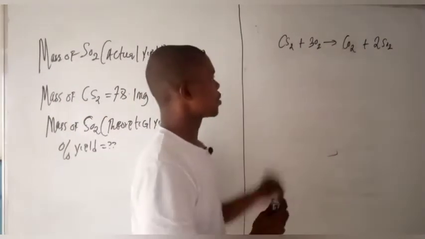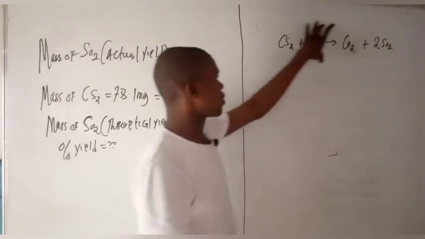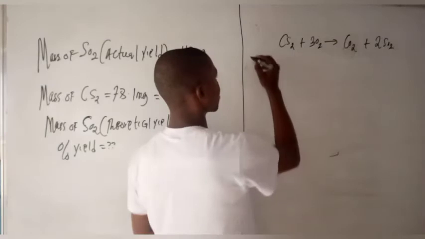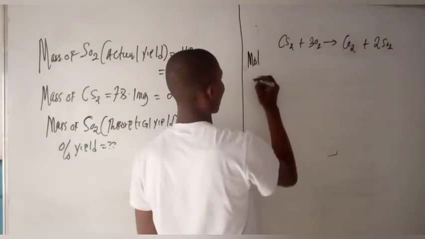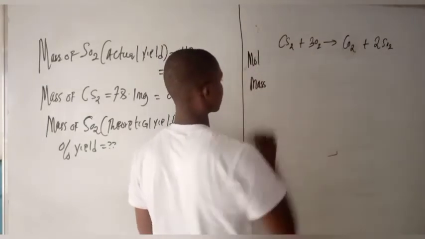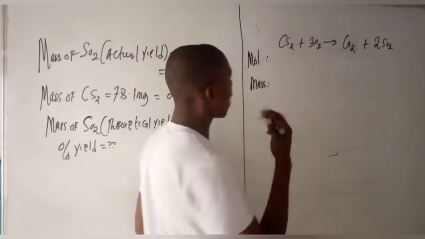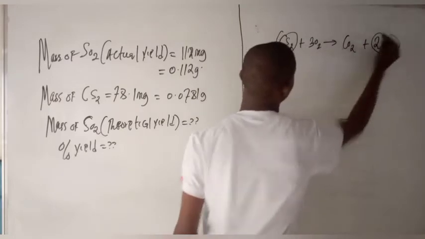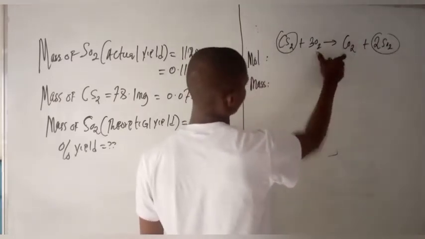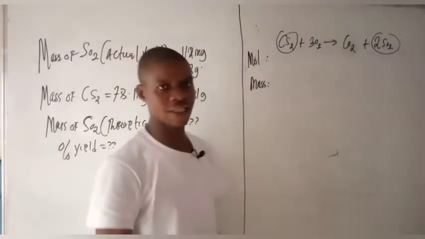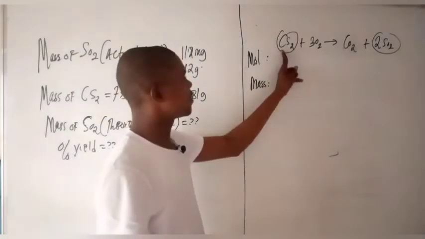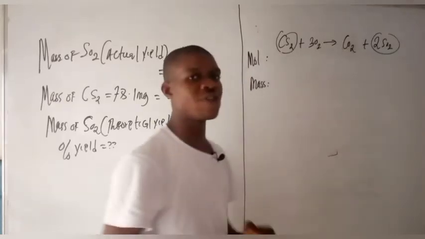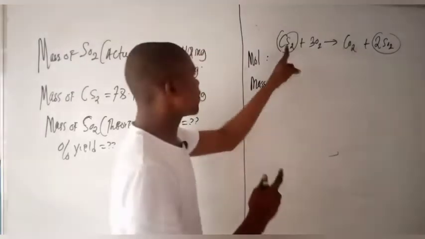What we want to do here is write the balanced chemical equation of the reaction, which we have already been given. Then we want to know the mole and the mass. Our focal point is going to be this one and this one; the other two are not actually important. So we have to look for the mole of this one, then the mass of this one, and the mass of this one.